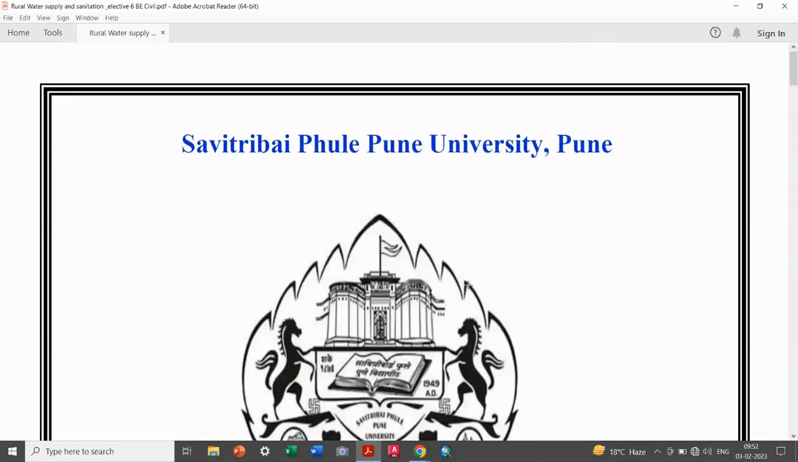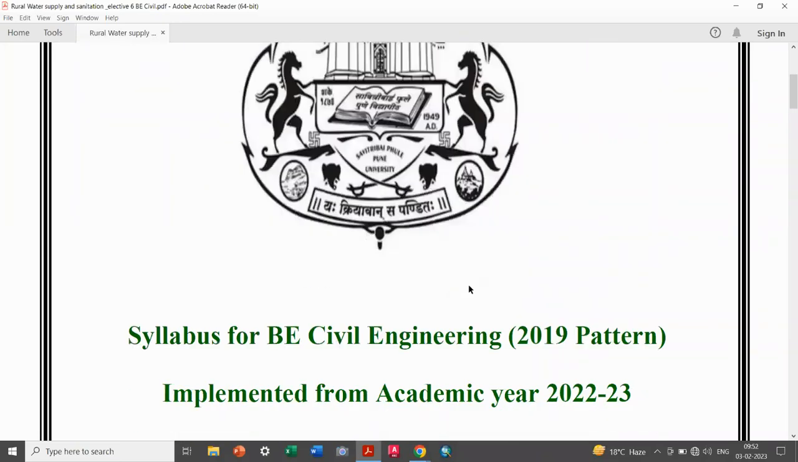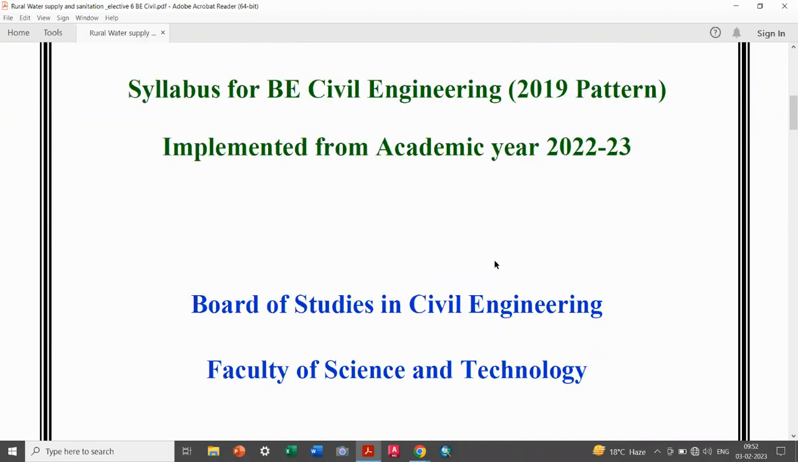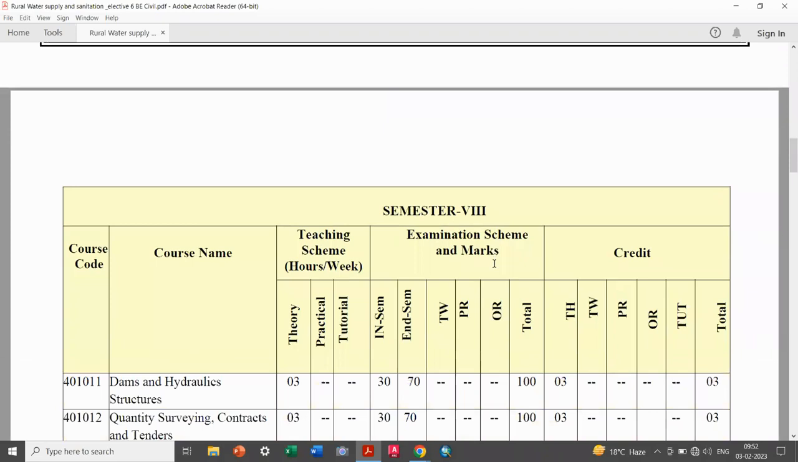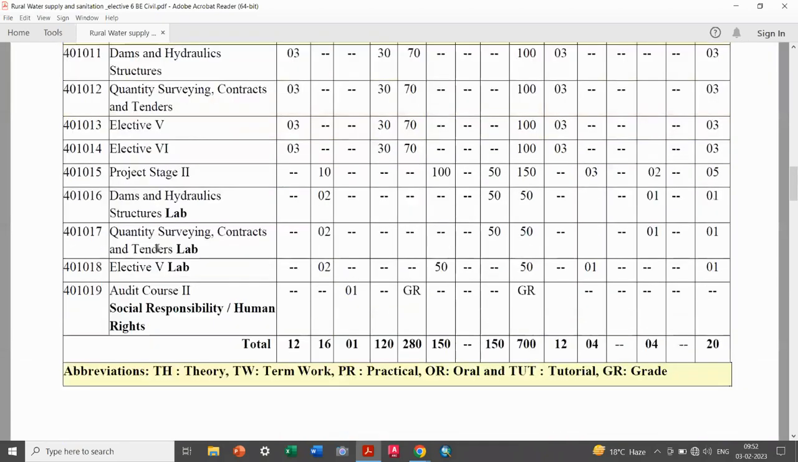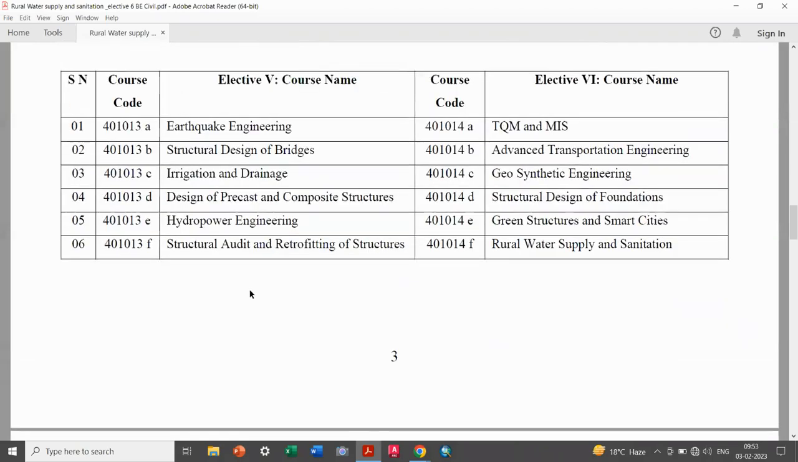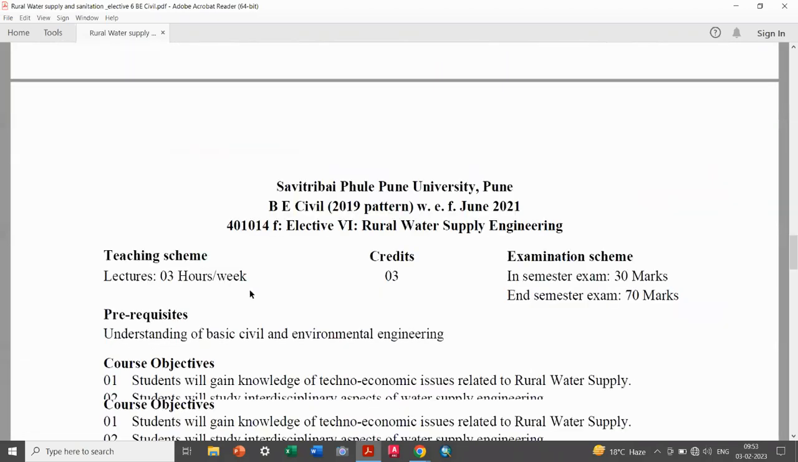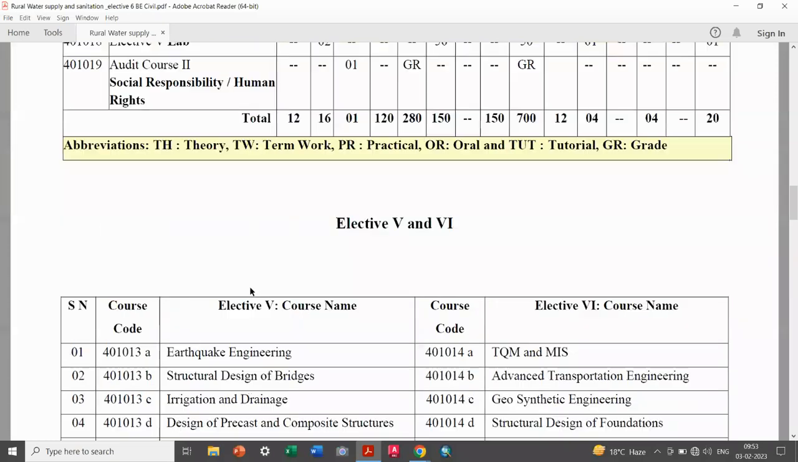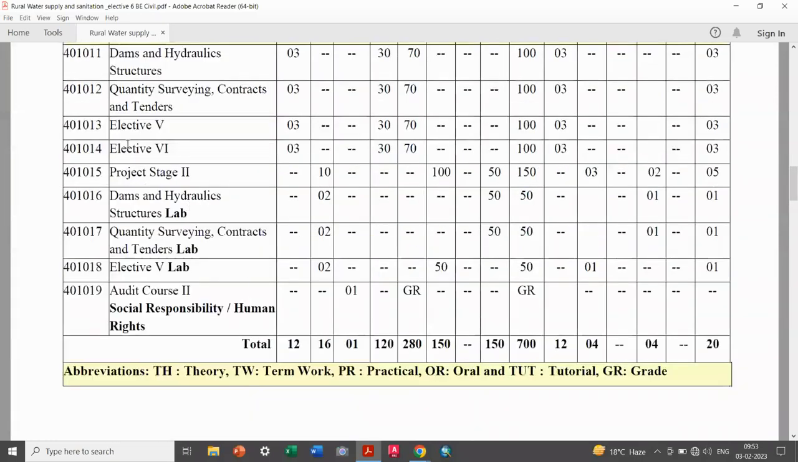In this semester, we are going to learn new elective subjects under elective subject 6, that is, elective subject, semester 8. Elective subject 6.